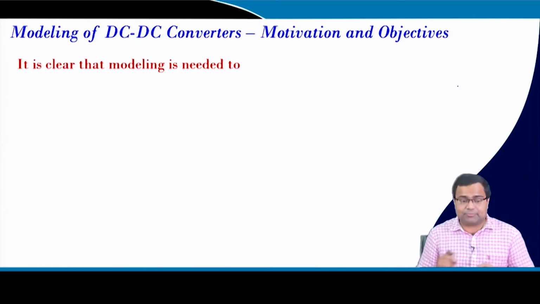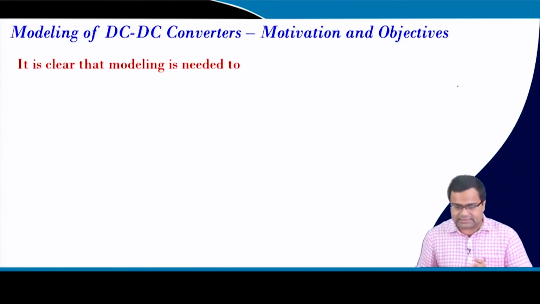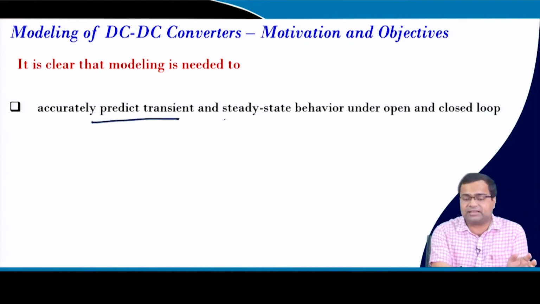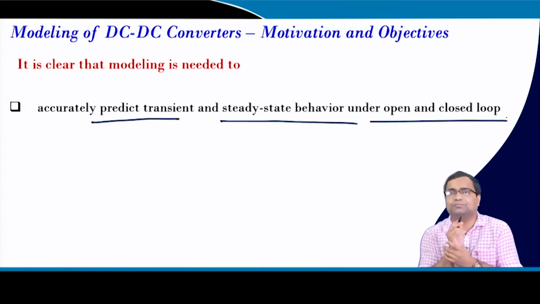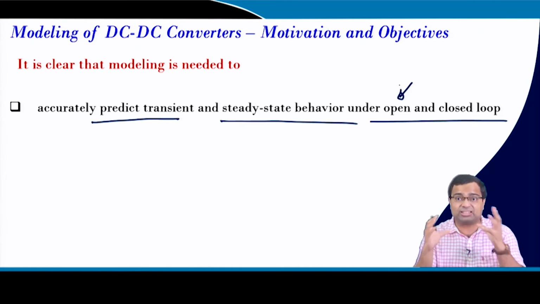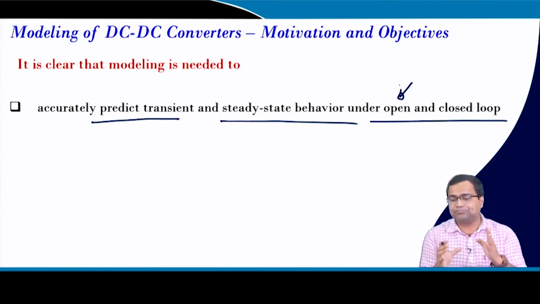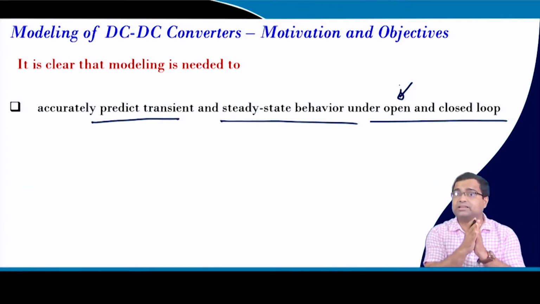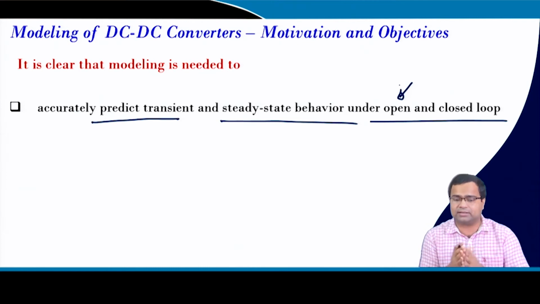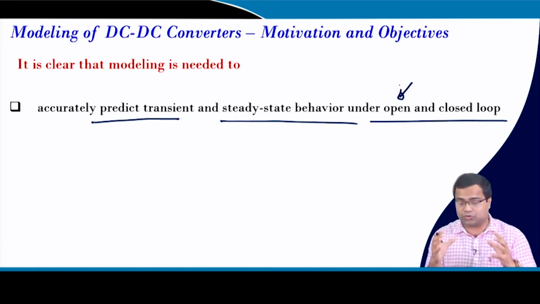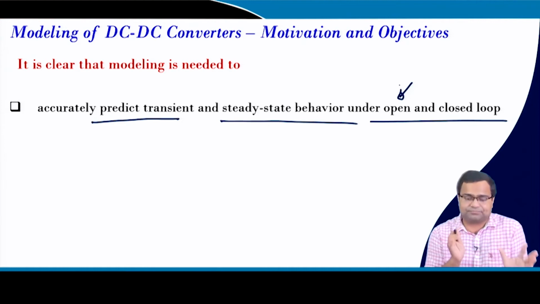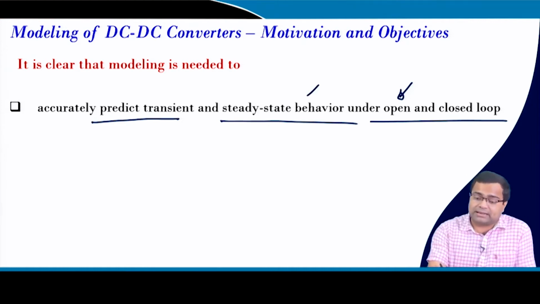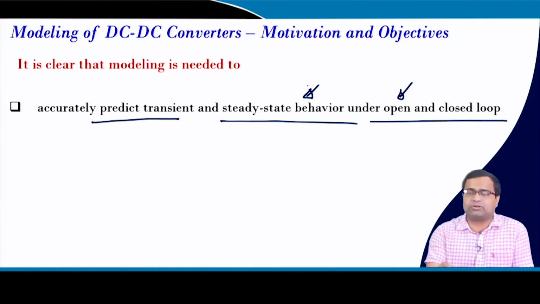That means this gives us the motivation. It is clear that modeling is needed to accurately predict the transient and the steady state behavior under both open and closed loop, because you can first check the open loop. Ultimately our objective is to design a voltage source, and if you recall in lecture number 13, if we want to make a very tightly regulated voltage source with a high bandwidth, that means our objective is to go close to an ideal voltage source within a range of current, then we should have a very high bandwidth controller, and for that we really need a model, that means to predict. Also for the steady state behavior, the model should capture whether there is a subharmonic or not.